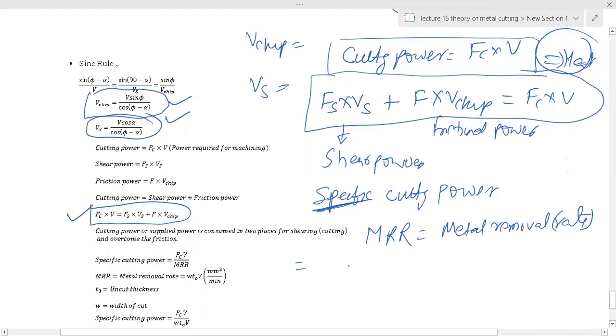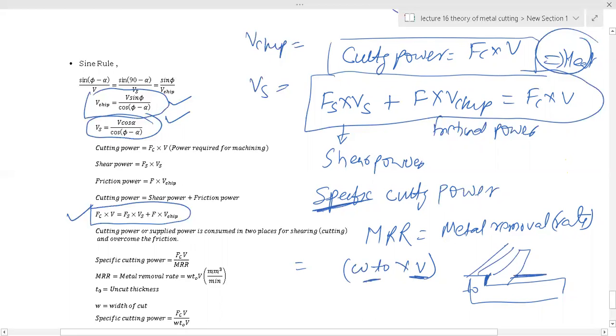Metal removal rate is your width into the cross section area into velocity V. In machining we have already discussed this: this portion is removed. This is t naught, and this is your width. So the cross section area is t and w, and this is the velocity direction.